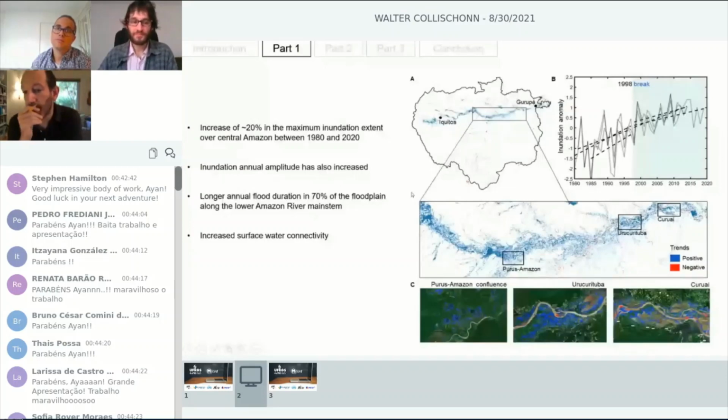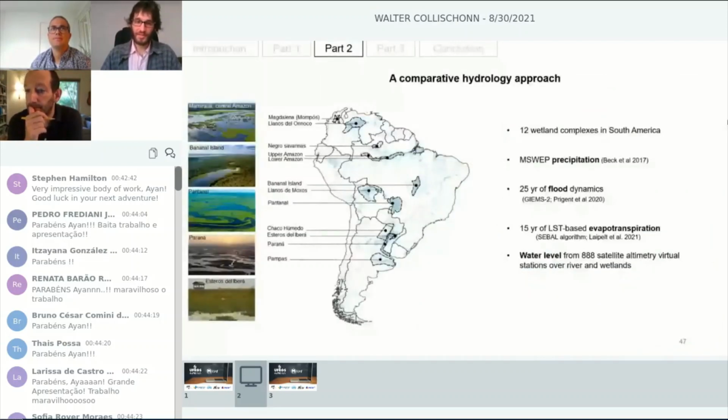And also the surface water connectivity has increased, which has a lot of importance for ecosystem management and understanding. So based on this understanding of the Amazon basin, we moved to part 2, where we try to upscale our analysis to the main South American wetlands.